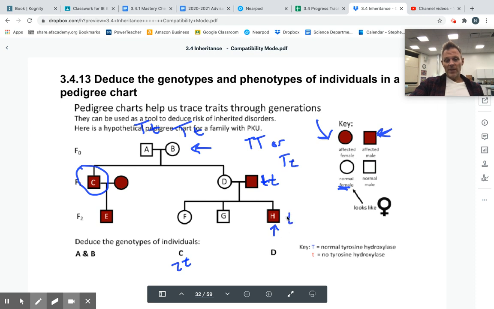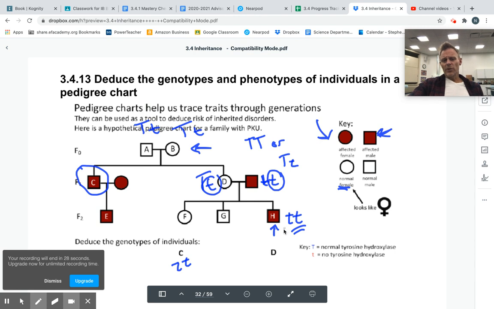So the affected child here was little t, which means child H received a little t from its father and must have received a little t from its mother. And that's how those two alleles came together to produce an affected male down here. So those are some of the tricky things I'll ask you to do for sure. So just lots of practice, watch my videos, do my practice questions, and you'll be okay.